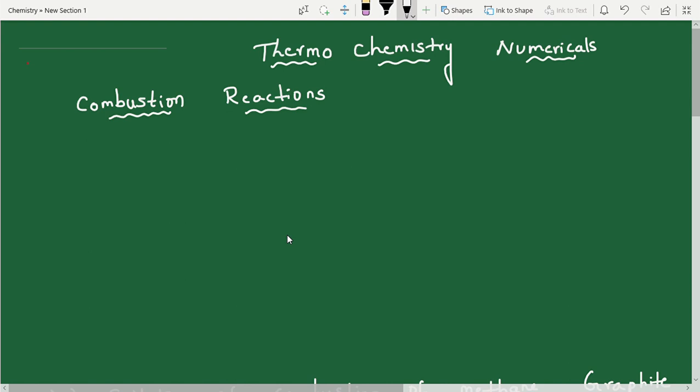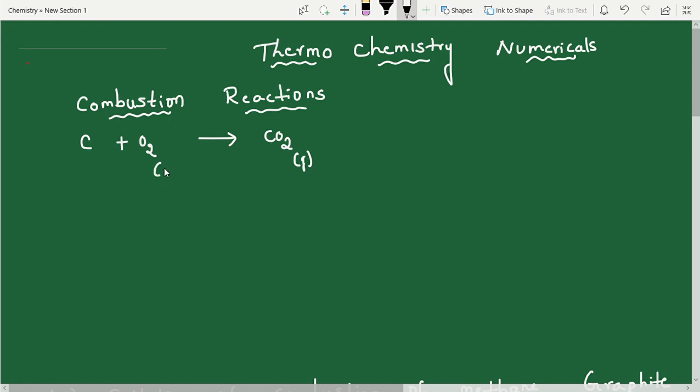See, combustion reactions. First, carbon on combustion. Combustion means who will support? Oxygen. Oxygen supports the combustion reactions. Carbon plus oxygen gives rise to CO2. CO2, what is the standard form? Standard form is gaseous state.